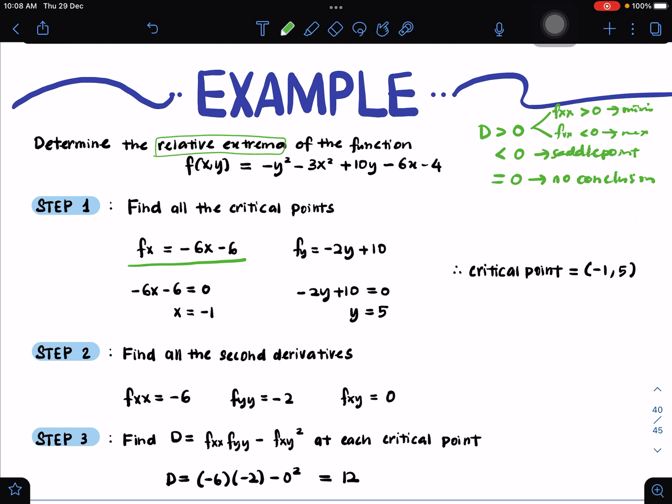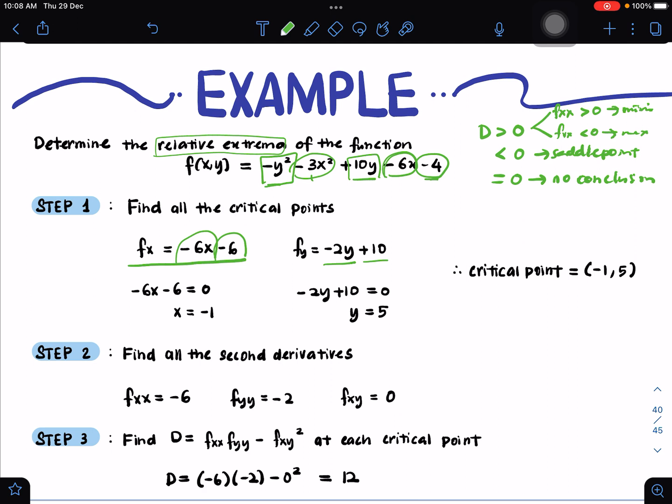When we differentiate with respect to x, so y will be a constant. So ini kosong, ini pun kosong. So just need to differentiate this one. Negative 3x square dapat negative 6x. Negative 6x dapat negative 6. So this one is your fx. Now we want to find fy, the partial derivative with respect to y. So x ni akan jadi constant, ini pun constant, ini pun constant, semua kosong. We just need to differentiate this one. Differentiate negative y square dapat negative 2y. Differentiate positive 10y dapat positive 10.